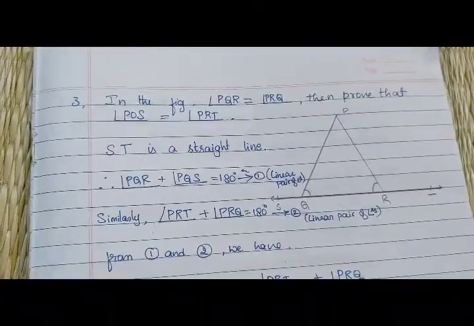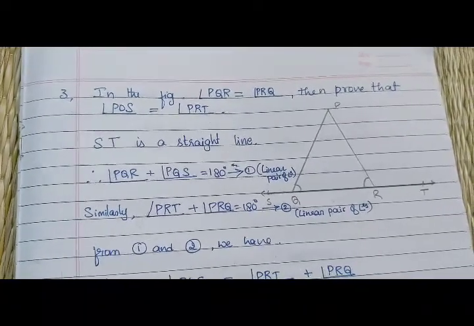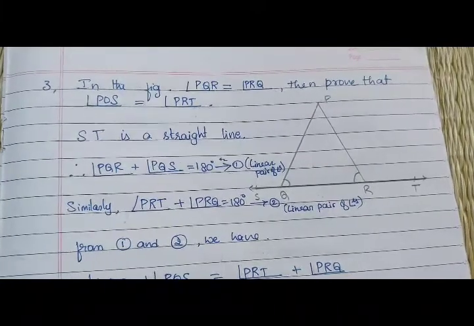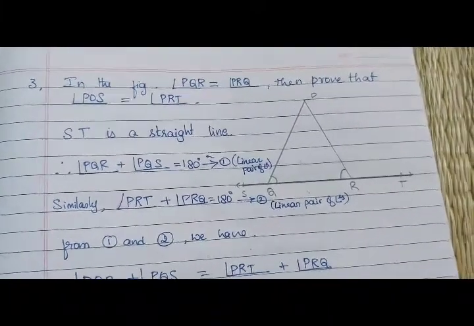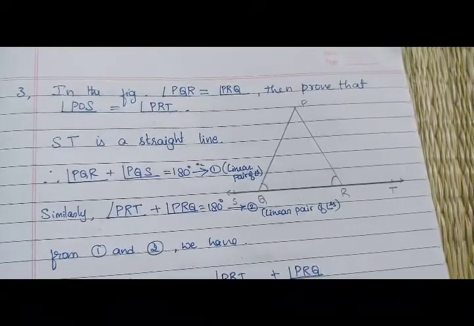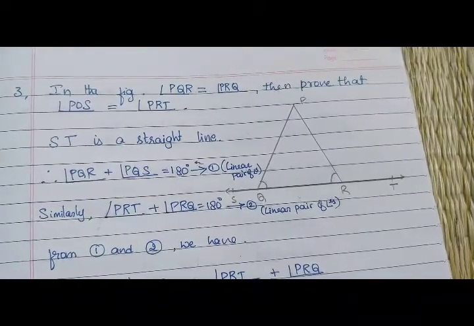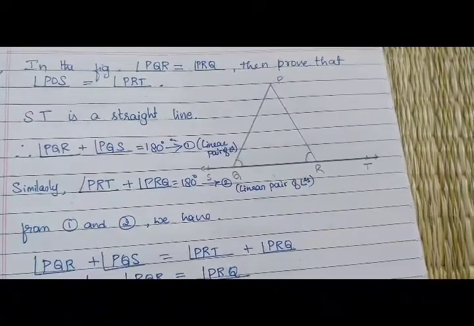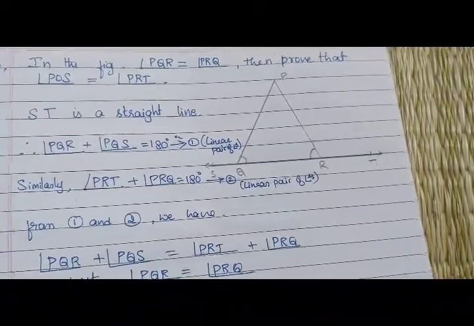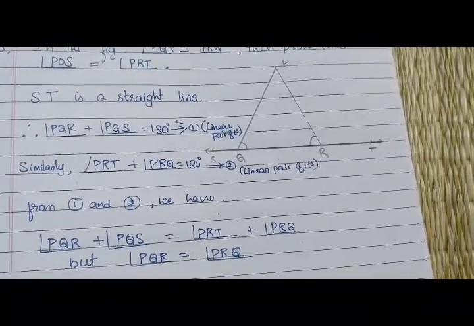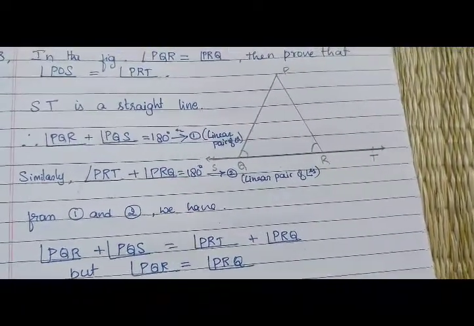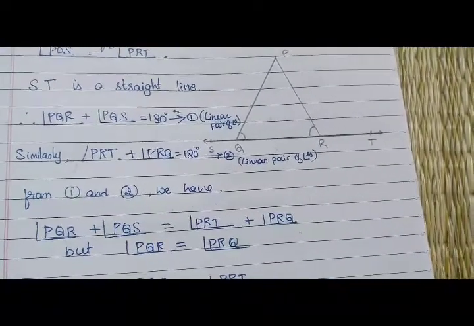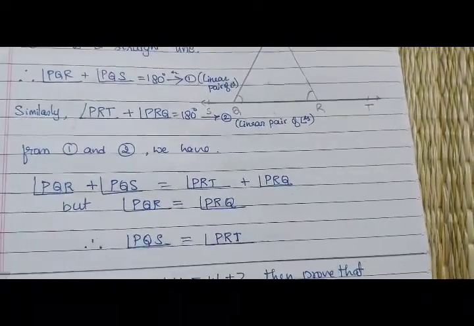Next problem. In the figure, PQR is equal to PRQ. Then prove that angle PQS is equal to PRT ಅಂತ. ST is a straight line ಅಂತ. Therefore ST is a straight line. So angle PQR plus PQS is equal to 180, linear pair of angles. Similarly, PRT plus PRQ is equal to 180, linear pair. From 1 and 2, PQR plus PQS is equal to PRT plus PRQ. LHSನ ಈಕ್ವೇಟ್ ಮಾಡ್ಕೊಂಡಿದ್ದೀವಿ. ಬಟ್ PQR is equal to PRQ ಅಂತ ಕೊಟ್ಟಿದ್ದಾರೆ. Therefore PQS is equal to PRT.